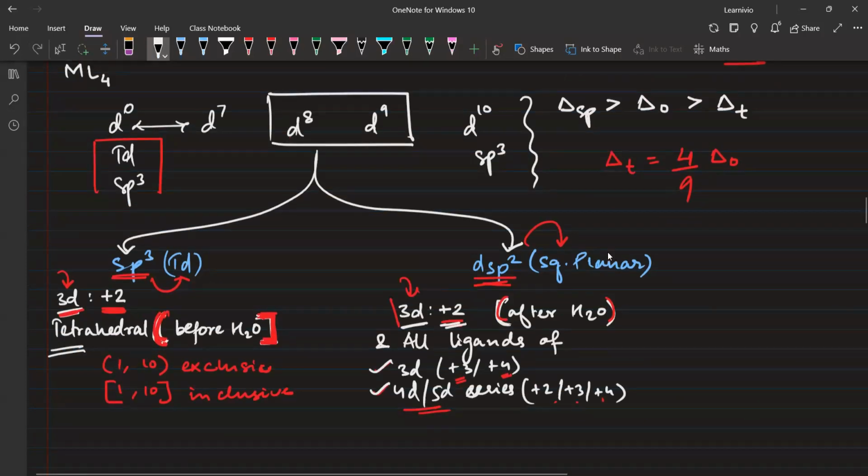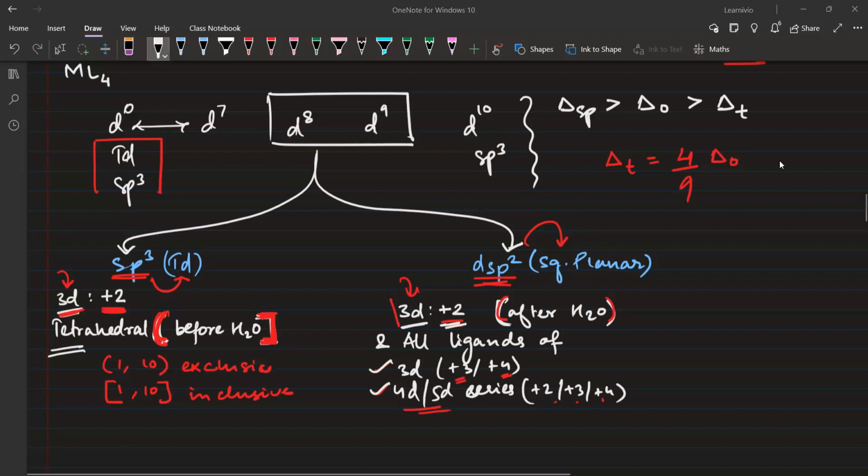When will dsp2 happen? dsp2 will be if it is 3D and +2 and the ligand is after H2O, meaning any ligand after H2O, then it will be dsp2 and square planar. That means the ligand acts as a strong field ligand. And if the element is in 3D series with oxidation state +3 or +4, or a 4D or 5D series element with any oxidation state, it will be d2sp. The only case in which it is sp3 is 3D +2 and before H2O. Please write this down.